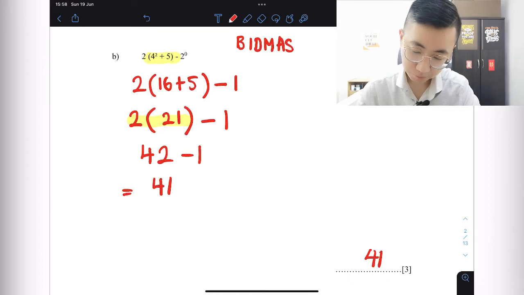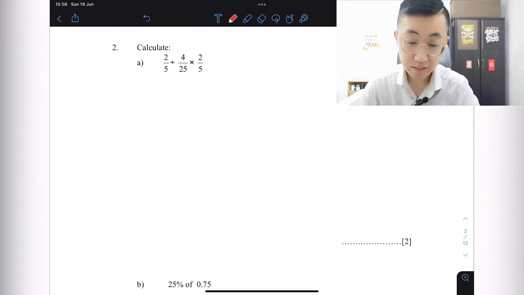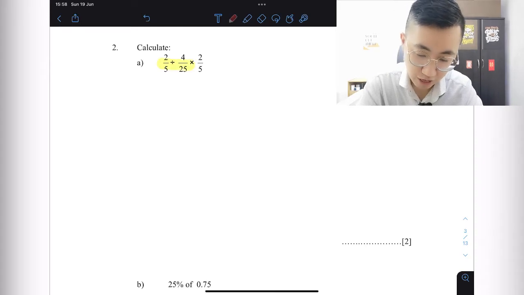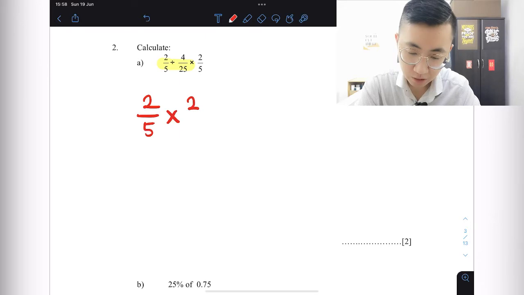Alright, let's proceed. Question 2, I can see this is fraction. There is actually divide and multiply. So let's do the division first. Division first. So show that you understand that we need to flip and multiply. Change the sign to multiply, flip the second fraction. So become 25 over 4. Then multiply 2 over 5, like that.